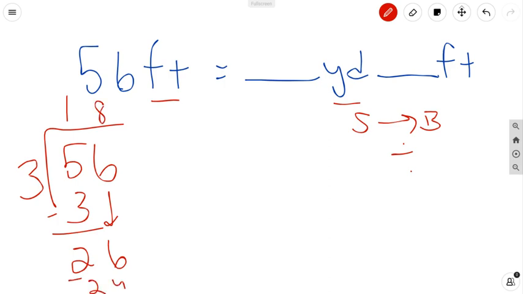Okay, this is what I was talking about with the last one. There's 2 left over, so that means that there's 18 yards and 2 feet left over. So in this case, we don't have to add a 0. We could just write the remainder, because they gave you the space for both.